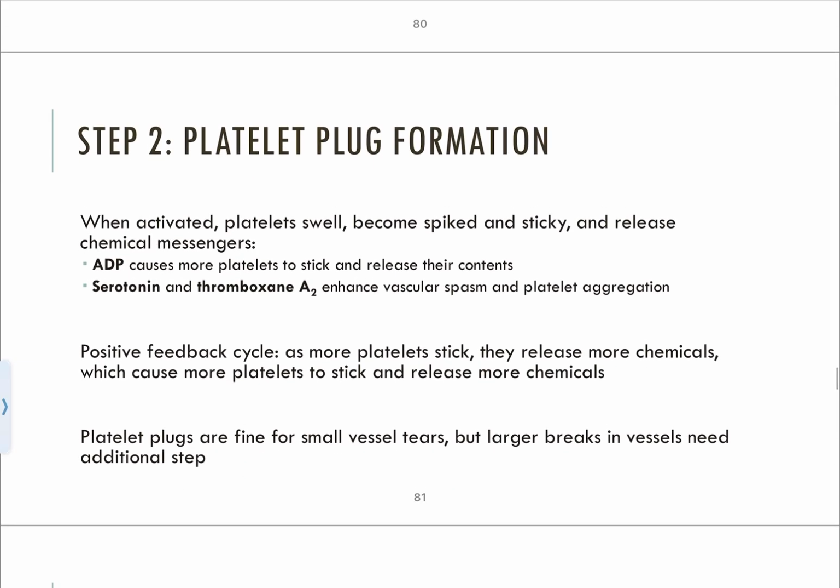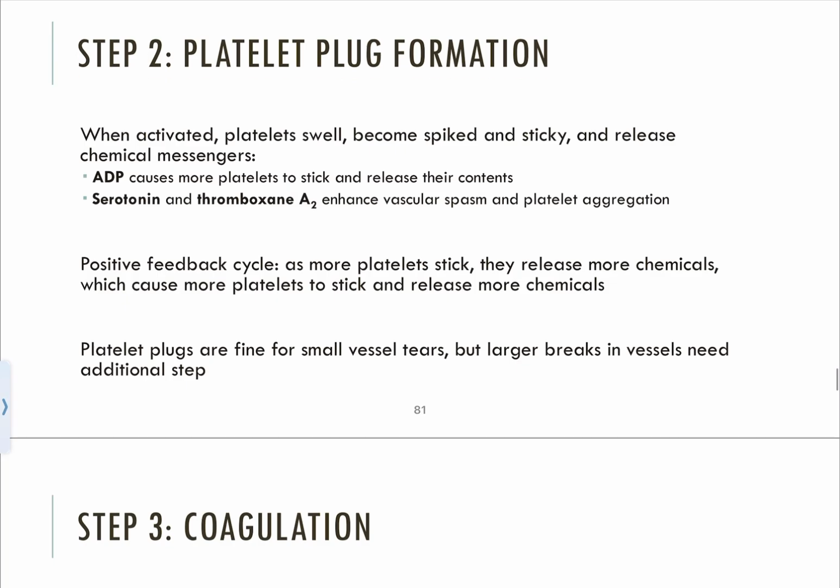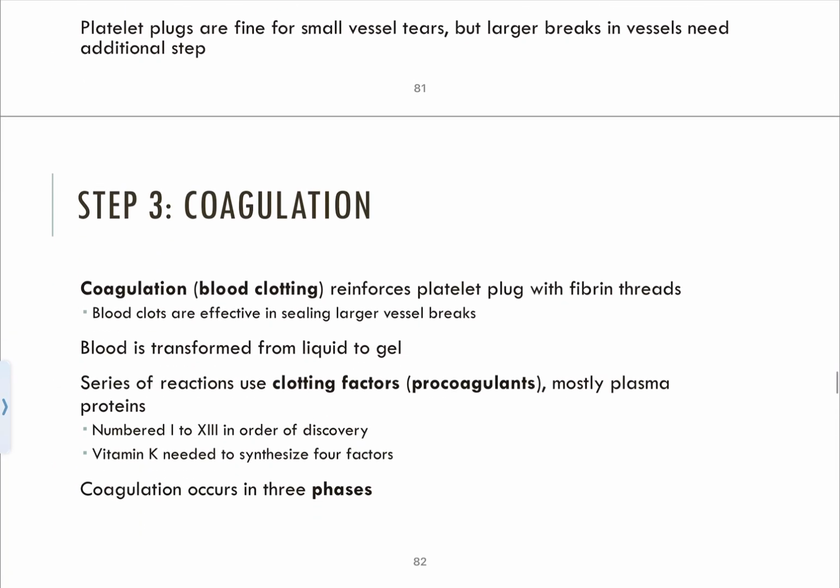For most tiny tears that we have occurring in our body throughout the day on all of our blood vessels, step 2 and plugging it with the platelet is sufficient. However, if we go in and we have a major break in our blood vessel, we need to move on to step 3. And step 3 is coagulation or blood clotting. So this is going to help reinforce that platelet plug by making what we call like a fibrin mesh.